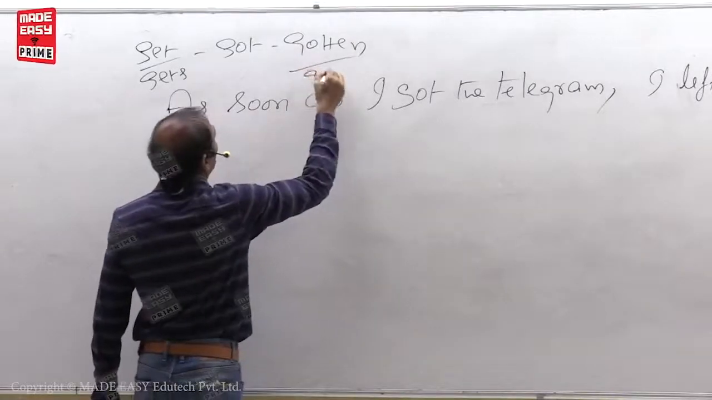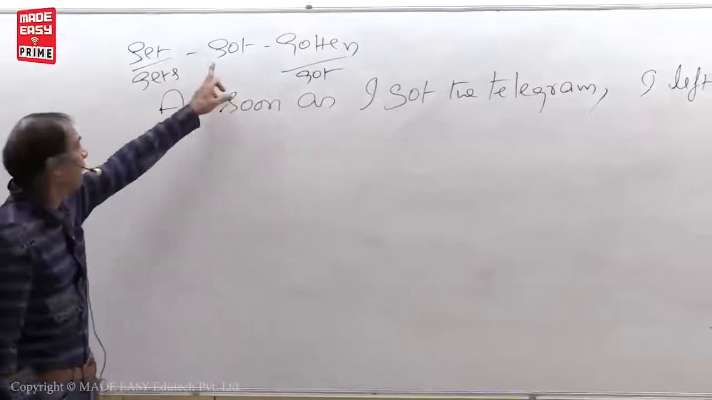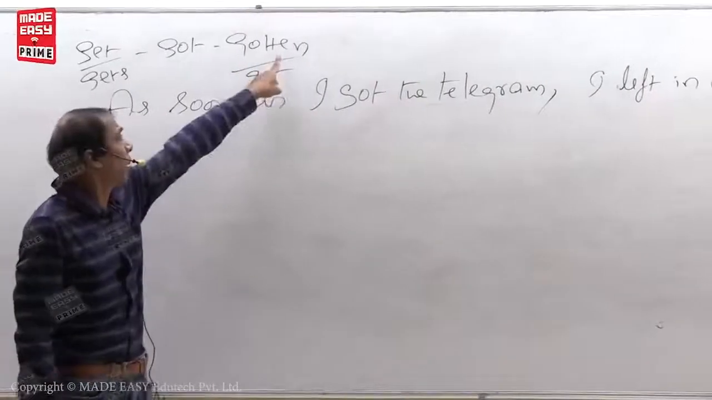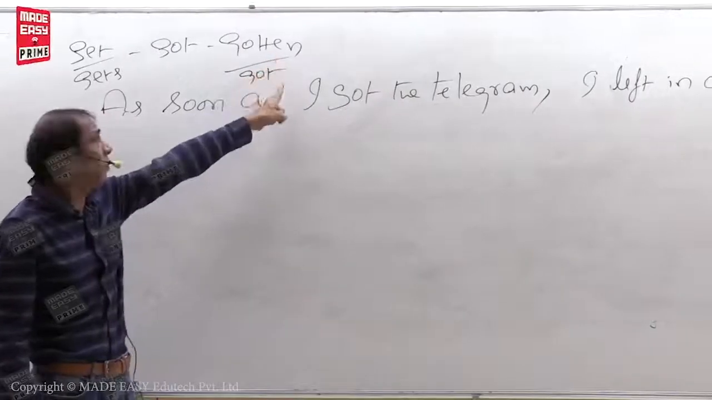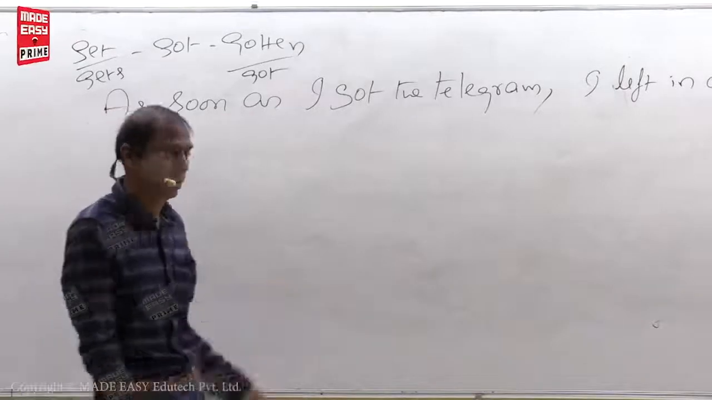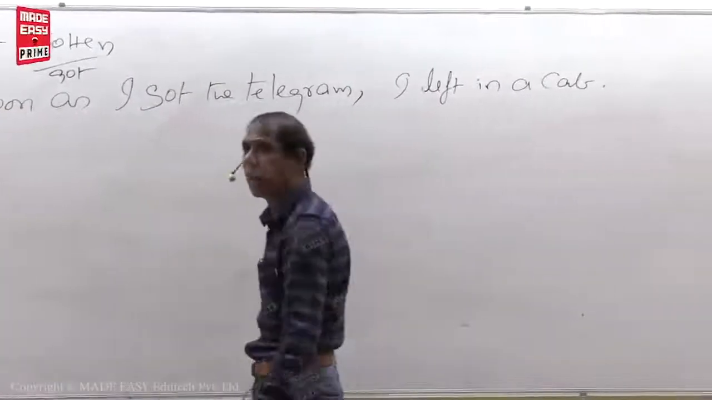Gotten or got. Both are correct. See, third form of get: get, got; get, gotten. Both are correct. Americans say gotten. Britishers say got. Indians say both because English is not ours. That's it. No doubt. Try. You try yourself. 1 minute time I give you.